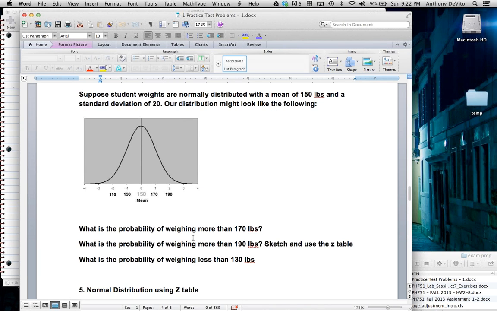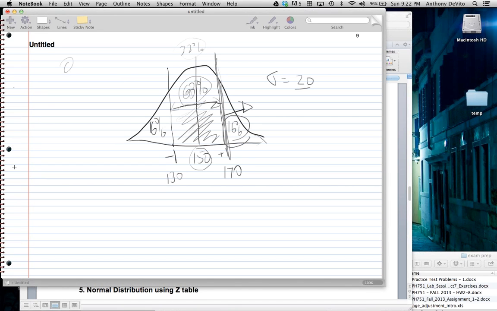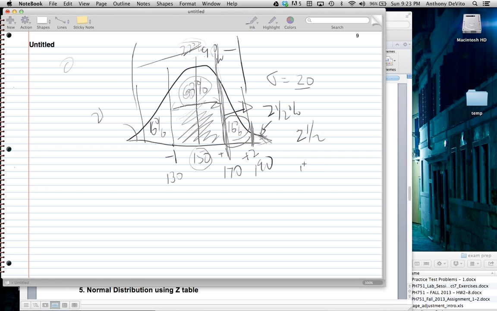What's the probability of weighing more than 190 pounds? Okay, and I like sketching this out because it's a lot harder to make a mistake if you sketch it out. So 190 pounds is 2 standard deviations above the mean. 2 times 20 is 40. 150 plus 40 is 190. So we're 2 standard deviations above the mean. So that would represent 95% of the population of this distribution. 95% would leave 5%, 2.5% at the bottom, and 2.5% at the top. So what's the probability of weighing more than 190 pounds if you randomly select in this population? Well, it's going to be 2.5%, or 0.025.